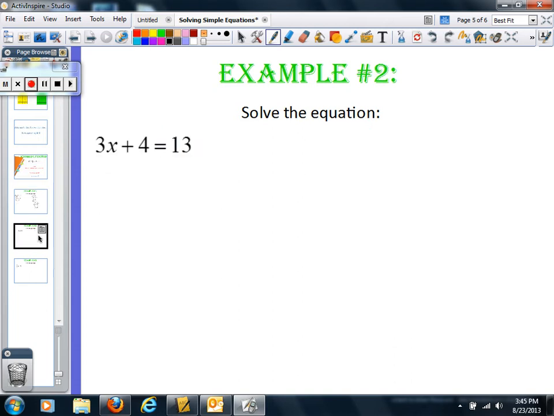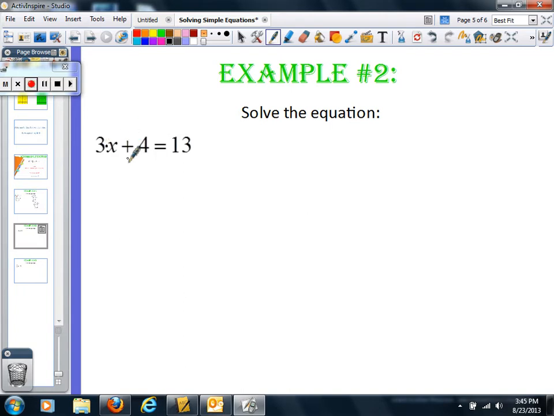We go to example number 2 now. Now you run into an example where there is more than one step in order to solve it. We have multiplication here, we have addition here. Just like the example I gave earlier where I told you to do it backwards, I'm going to get rid of the addition first, then the multiplication.